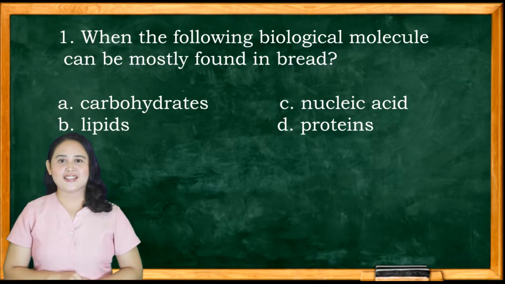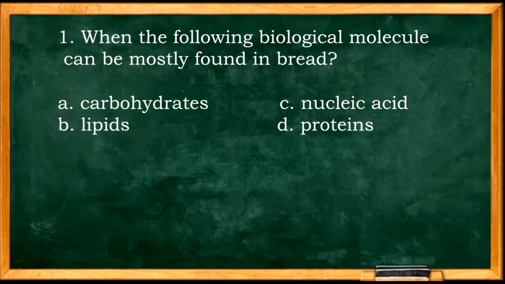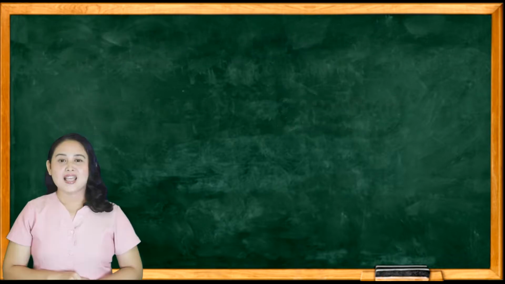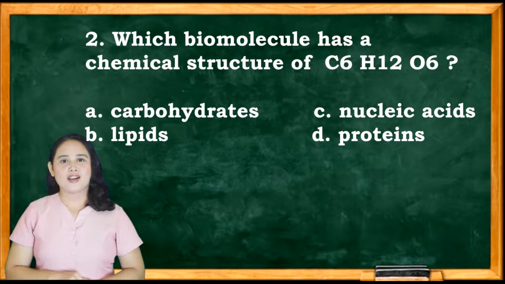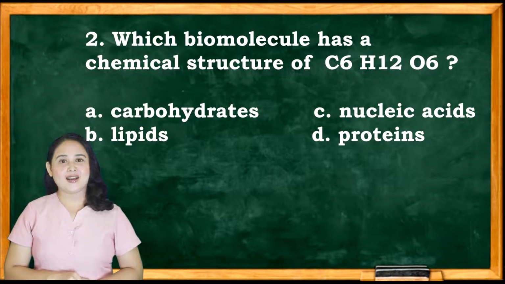A. Carbohydrates. B. Lipids. C. Nucleic acid. And D. Proteins. Number 2. Which biomolecule has a chemical structure of C6H12O6? A. Carbohydrates. B. Lipids. C. Nucleic acid. And D. Proteins.